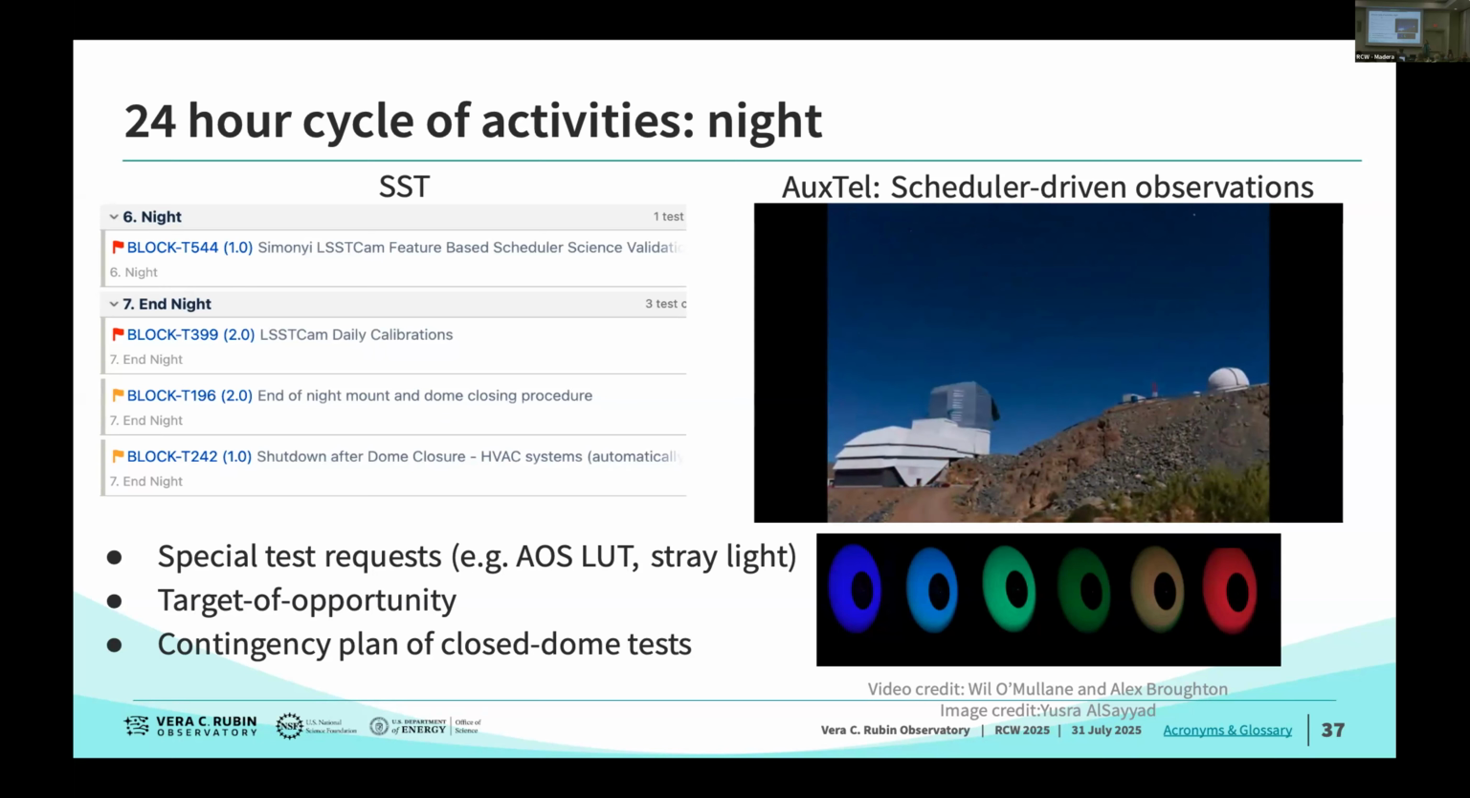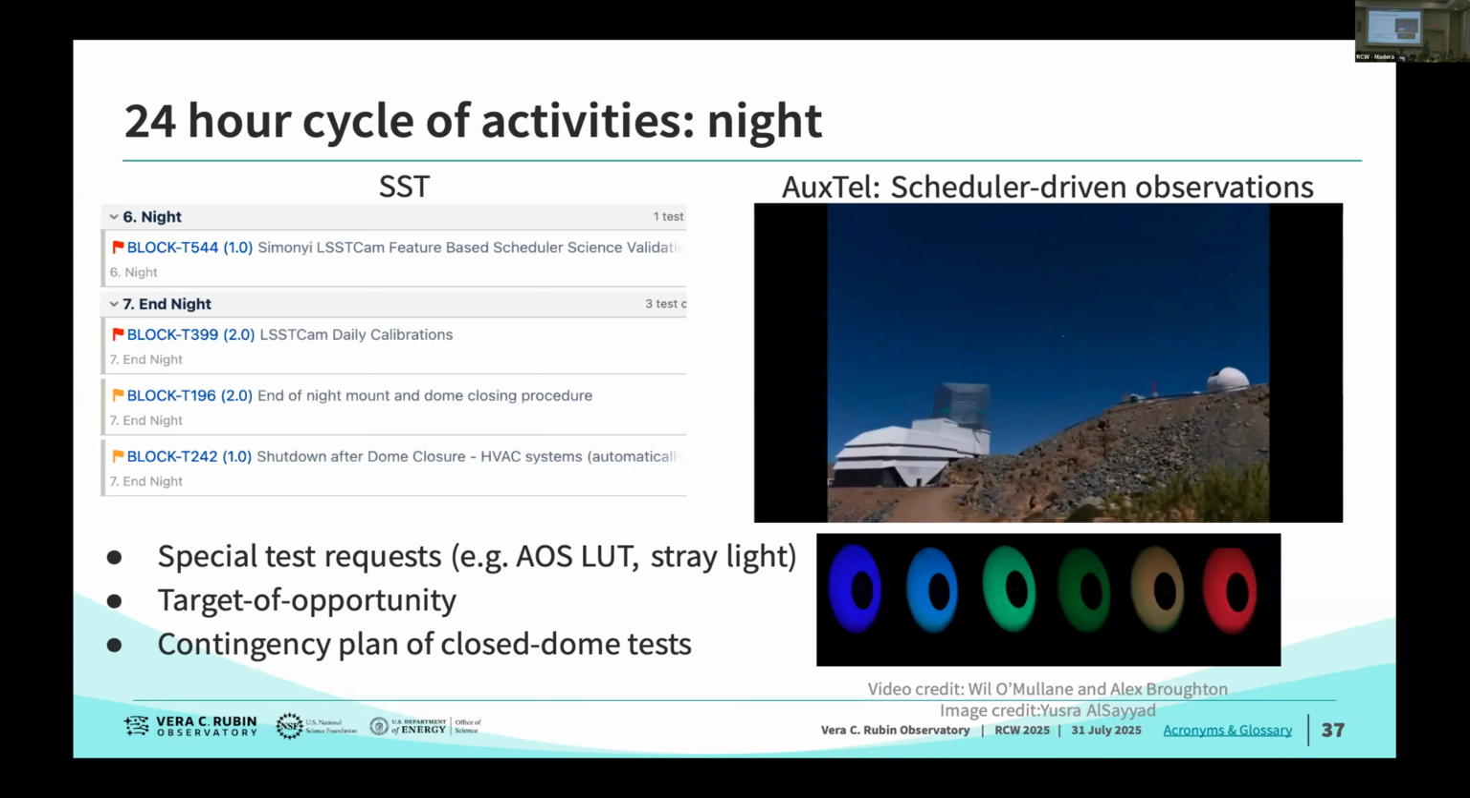About a month ago, we started exercising the target of opportunity infrastructure. And we've heard today and yesterday that the target of opportunity is now successfully running at the summit, with the first observations being taken.